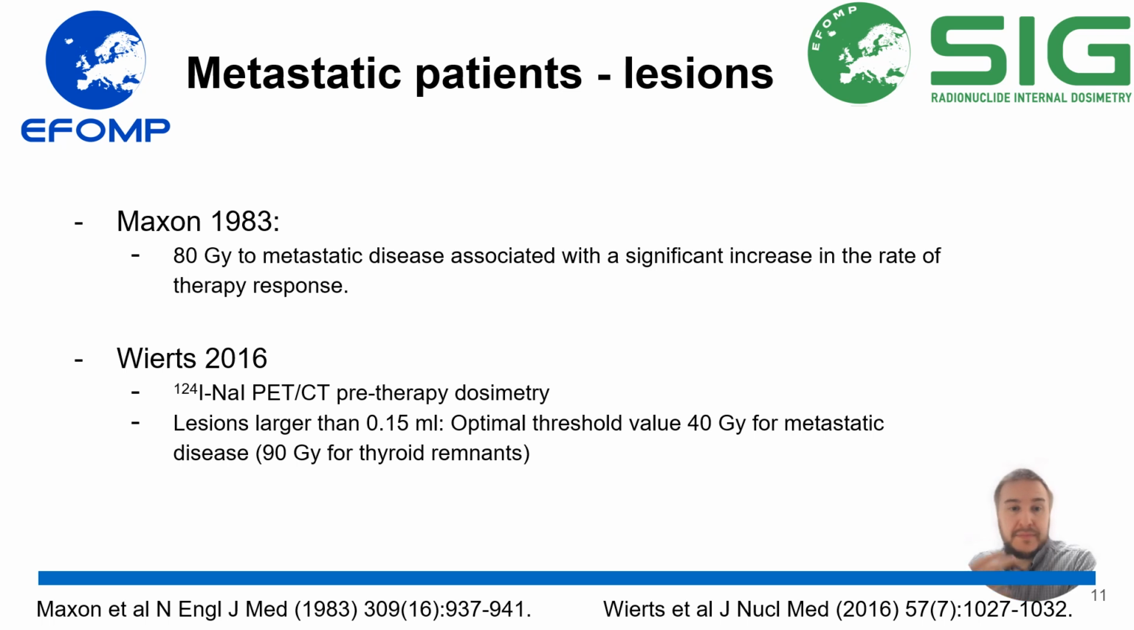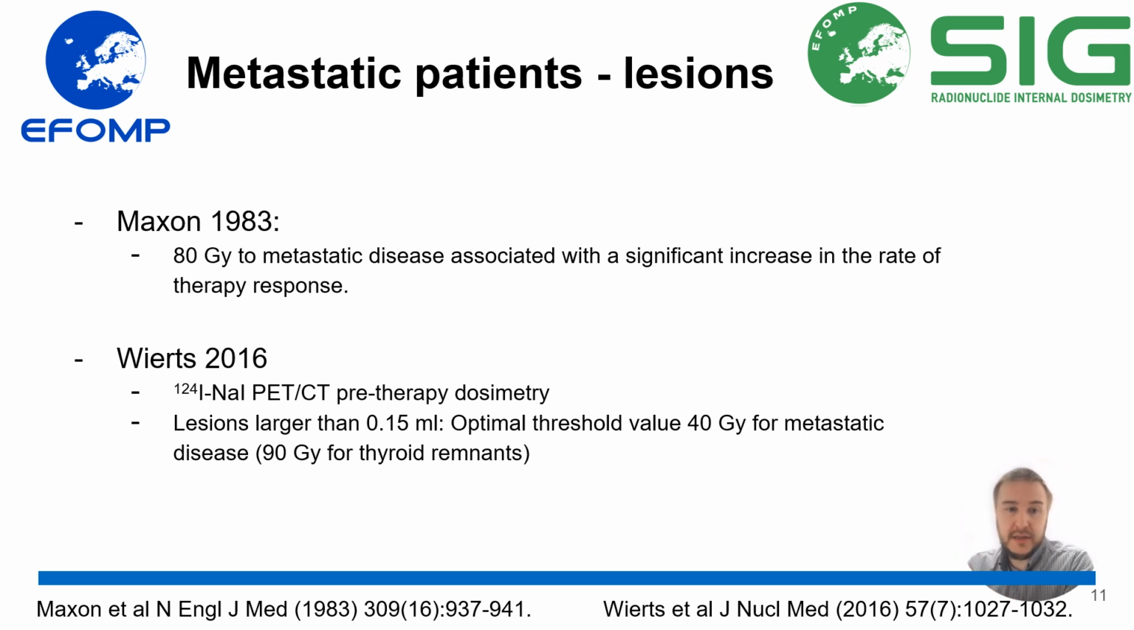And then on the other hand, we've got the lesional dosimetry approach. On this slide, I've got 2 of the papers that looked at what kind of absorbed dose is needed to successfully treat those metastatic lesions. So the earliest work was by Maxon et al. in 1983, who found that 80 gray was needed to metastatic disease to get a significant increase in the rate of therapy response.